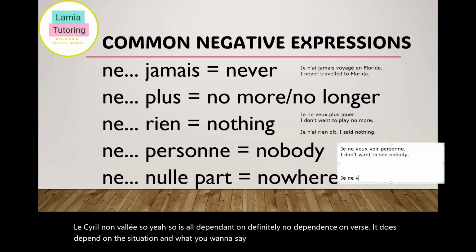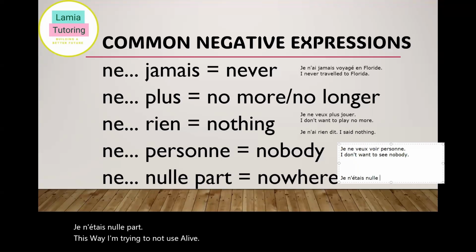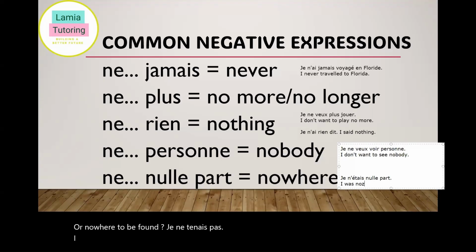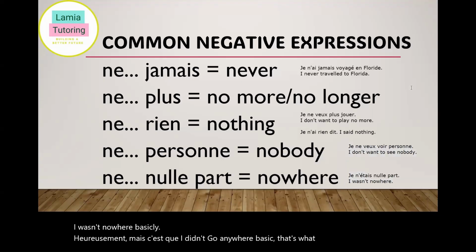Je ne veux aller. Je n'étais nulle part. That's why I'm trying to not use only veux. Or nowhere to be found. Je n'étais nulle part. I was nowhere. I wasn't nowhere, basically. I didn't go anywhere, basically. That's what I want to say over here.